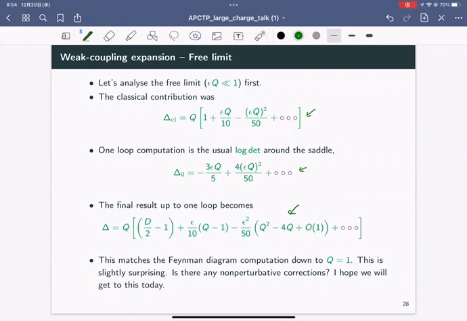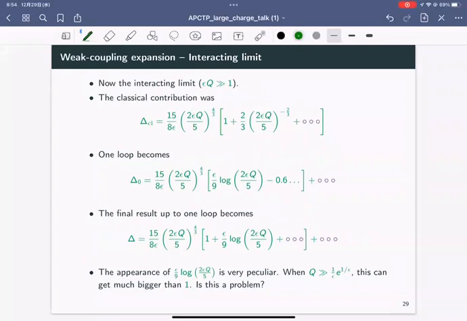Okay, so now the interacting limit. The classical contribution I showed you was this semi-classical scaling, plus log det corrections like this. The final result after one loop becomes this, four thirds times one plus something like epsilon times log epsilon Q, dot dot dot. The appearance of epsilon times log epsilon Q is very peculiar, because when Q is much greater than one over epsilon times exponential one over epsilon, this can get much bigger than one. This can be much larger than one in some regime that we're interested in.